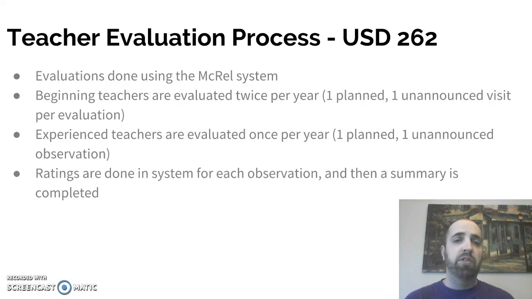This is for the first few years, teachers have those 2 evaluations per year. Once you become an experienced teacher, you're evaluated 1 time per year, and that evaluation still consists of 1 planned visit and 1 unannounced observation. After each observation, ratings are done in the entire McCrel system. And then at the end of the entire process, there's 1 summary rating of what the principal saw for the entirety of the year. There's a lot of paperwork involved, there's a lot of ratings involved, and a lot of things are difficult to show.